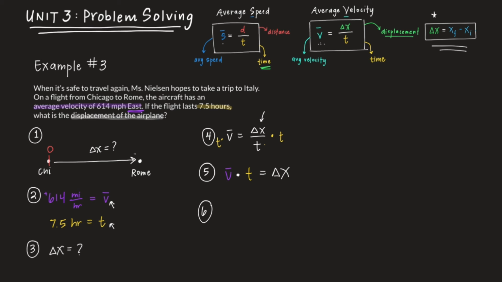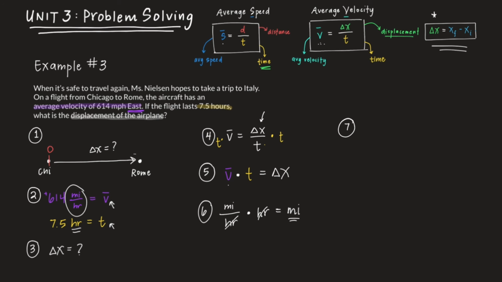Now step 6, I want to check my units. So again, we don't have our traditional meters per second in this equation. We have miles per hour for our average velocity. And our time is given to us in hours, right? We've got 7.5 hours. So miles per hour times hours, that's going to cancel out. So we're left with miles. Miles is a distance unit, so that works for displacement as well. Remember, displacement and distance have the same units.